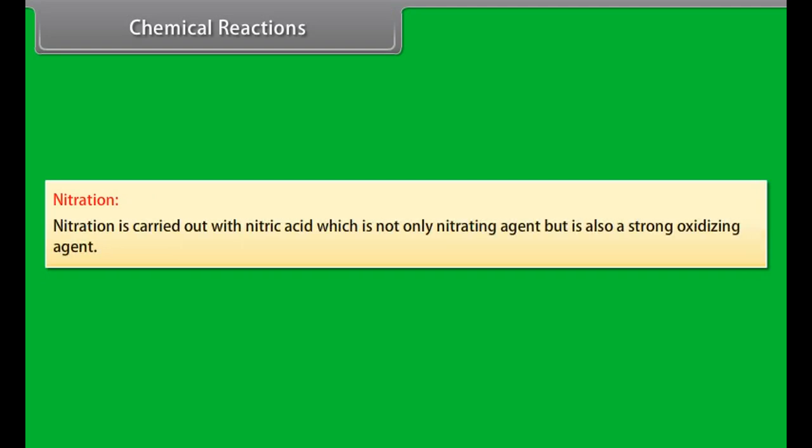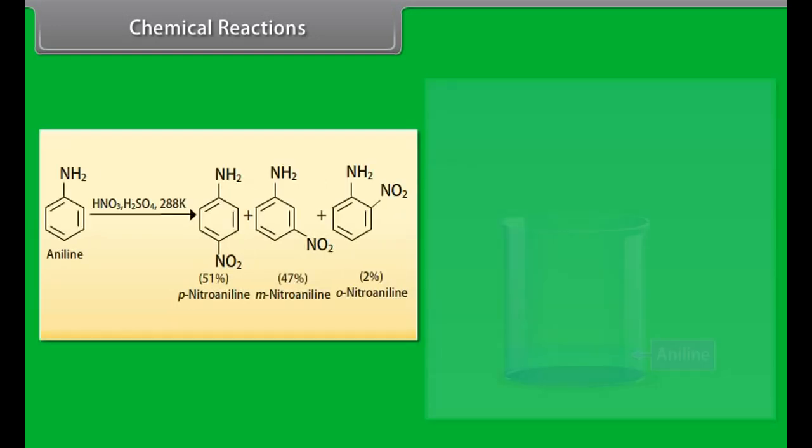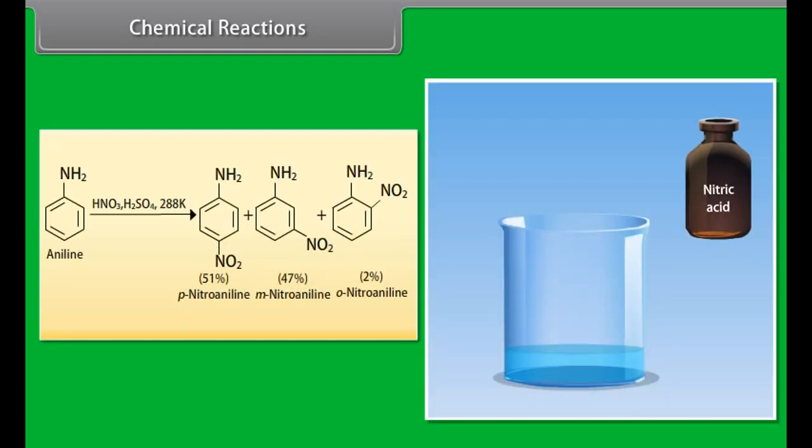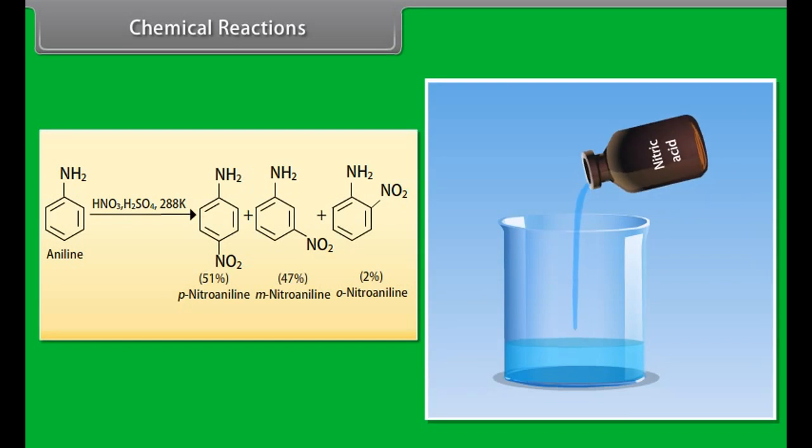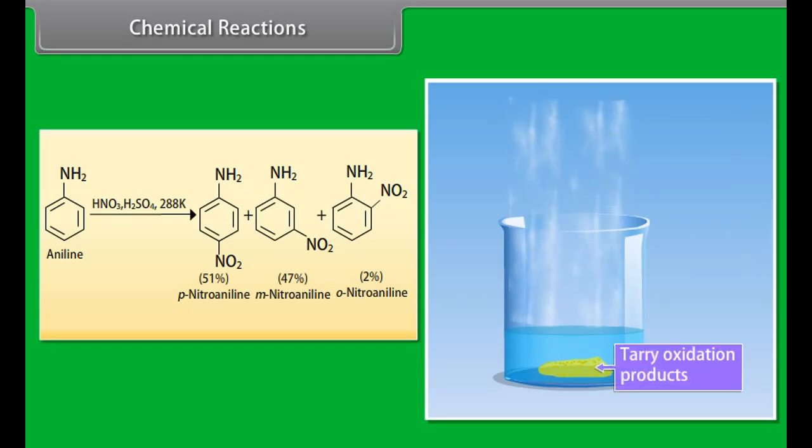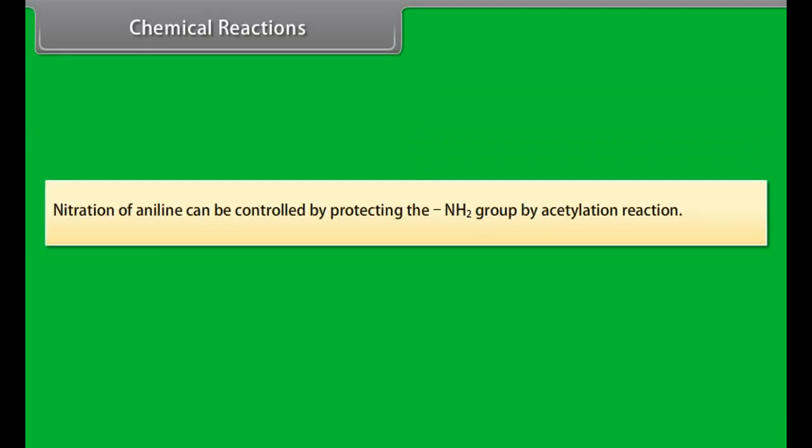Nitration. Nitration is carried out with nitric acid, which is not only a nitrating agent but also a strong oxidizing agent. Therefore, direct treatment of aniline with nitric acid leads to oxidation of the highly activated benzene ring, resulting in the formation of complex oxidation products. Nitration of aniline can be controlled by protecting the NH2 group by the acetylation reaction.